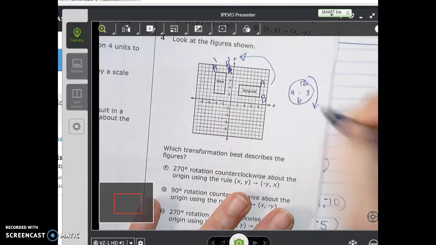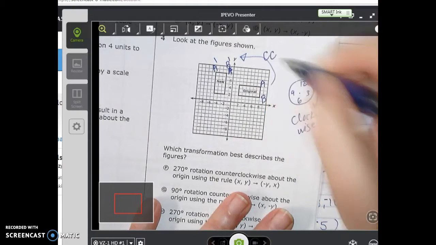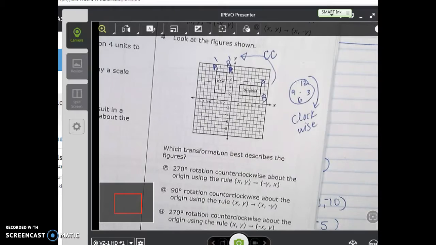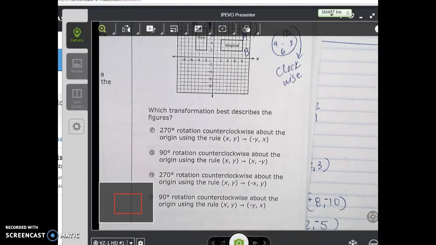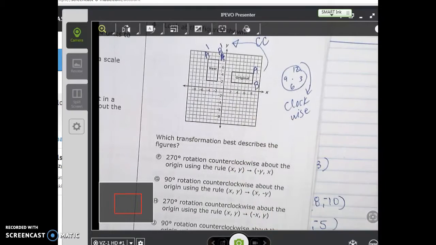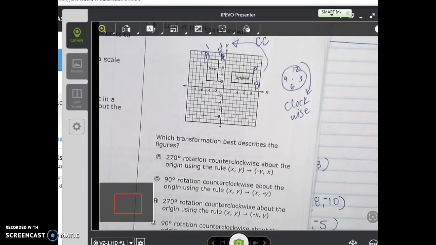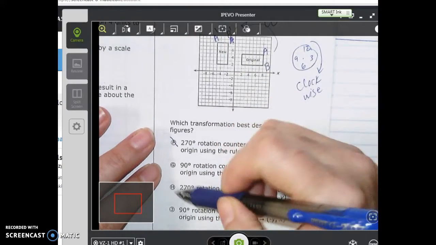Well, this way is clockwise, so this way must be counterclockwise. If you look at your answer choices, they all say counterclockwise, so that's a good start. But I went from this quadrant to this quadrant. I only moved one quadrant. So would it be 270 or 90? I'm thinking more like 90, so the 270s are probably wrong.